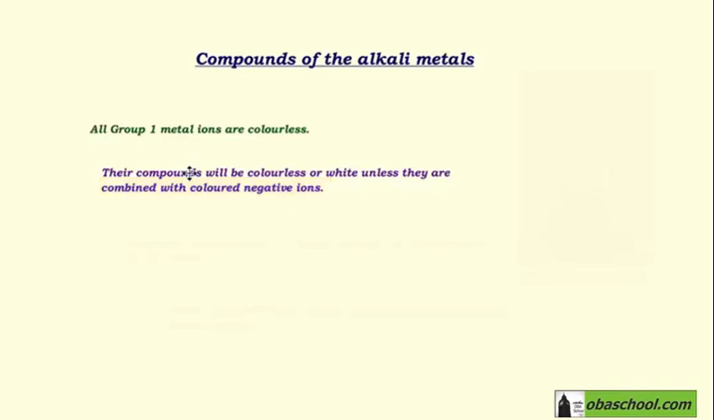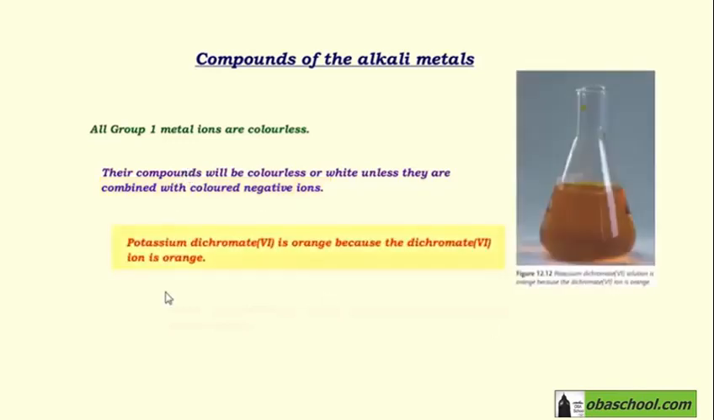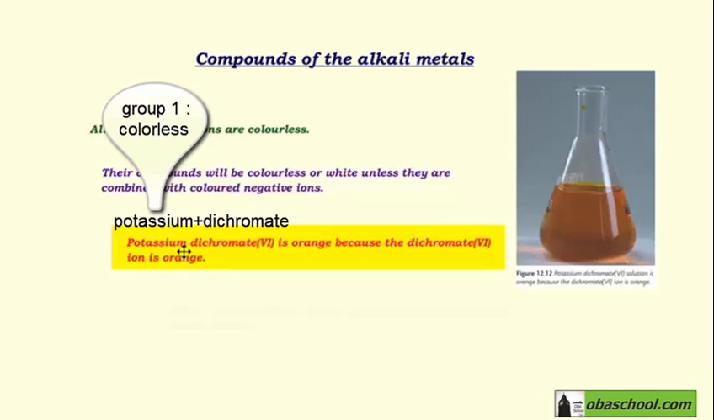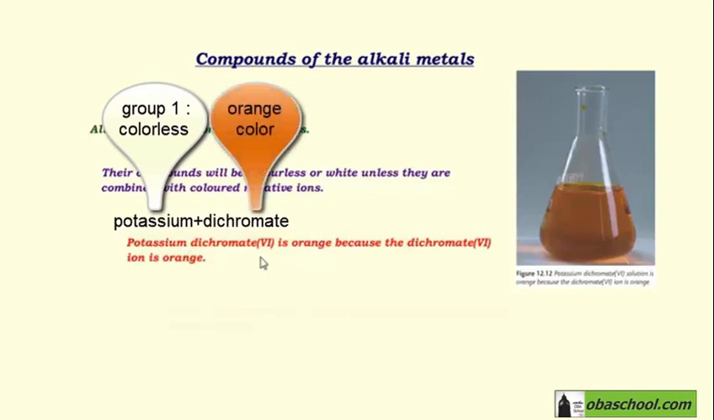An example of that is potassium dichromate, which is orange because the dichromate ion is orange. Potassium dichromate is made of potassium and dichromate, right? Potassium is from group 1, so it is colorless. Thus, its compound would be colorless. But when we add to it the dichromate, which is orange, the color of the solution totally changes to orange, which is the color of dichromate.